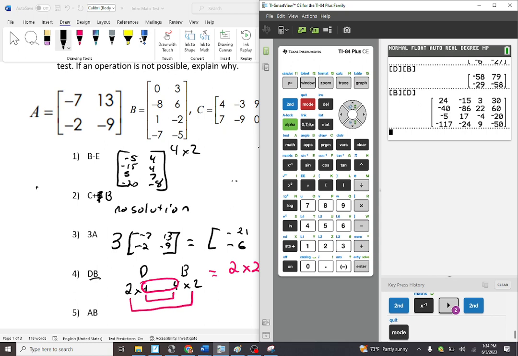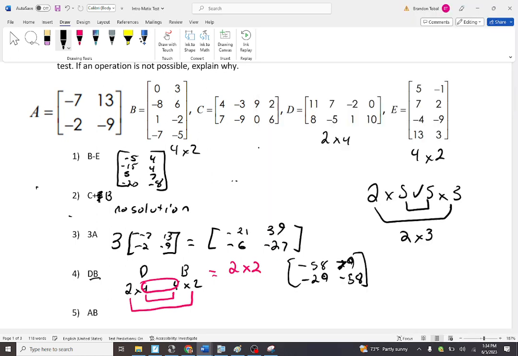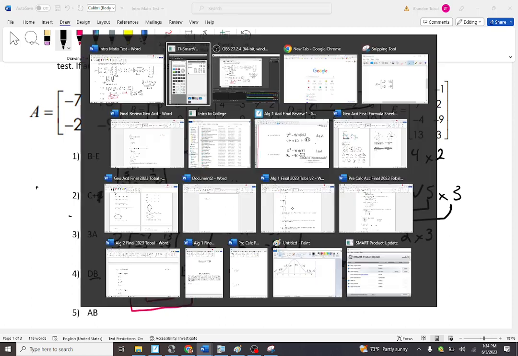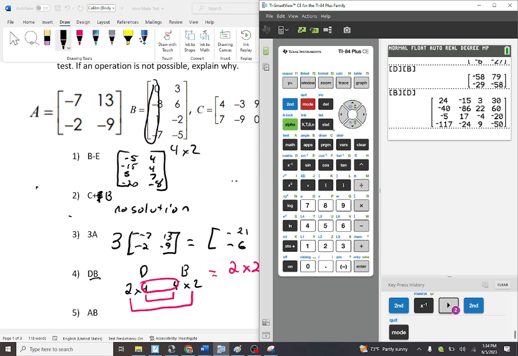All right? But what did you multiply? Like, what did you multiply to get this negative 58? What physically happens is it's row by column. It's DB, so this row multiplies by this column. That's number one, and that's the top left. AB is no solution. Now AB is going to be no solution.